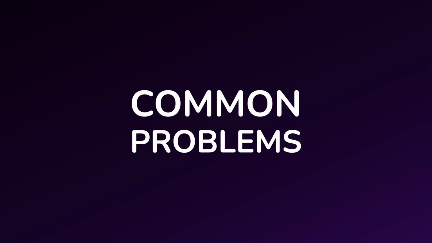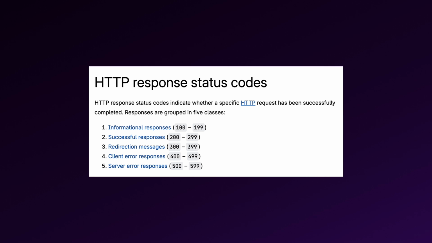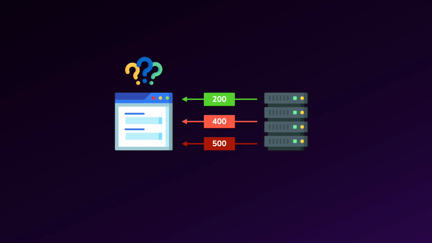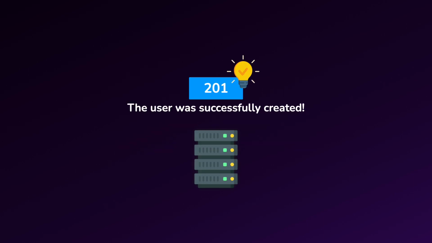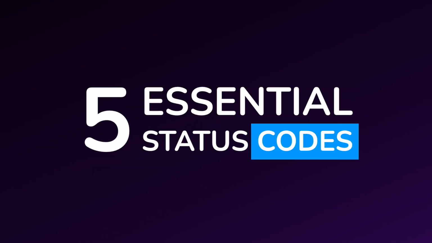One of the most common problems beginner backend developers face when writing an API is defining HTTP status codes correctly and consistently. See, status codes are not just random or generic numbers developers throw at clients. They're in fact crucial information about what actually happened on the server, and if you get them right, your API will become much easier to debug, document, and integrate with. So in today's video, let's explore 5 of the most essential HTTP status codes your API should use.